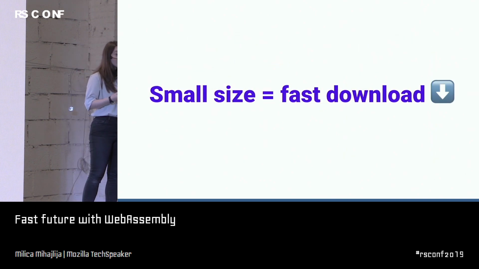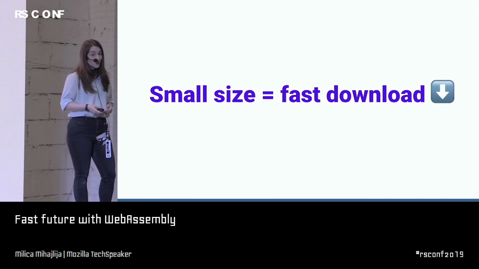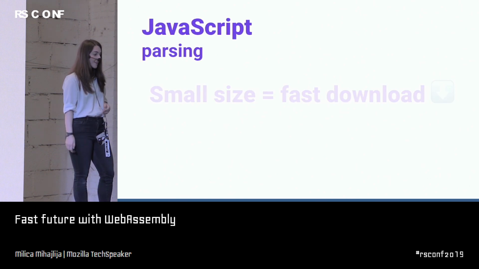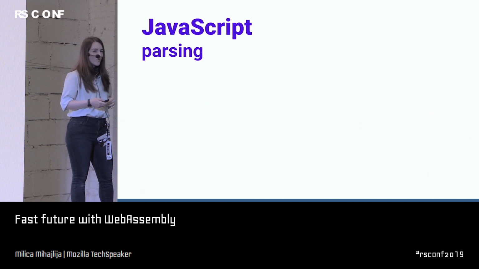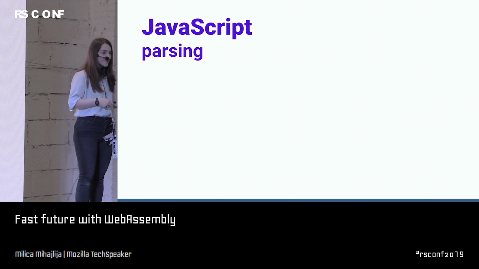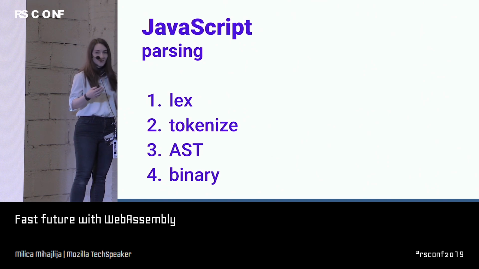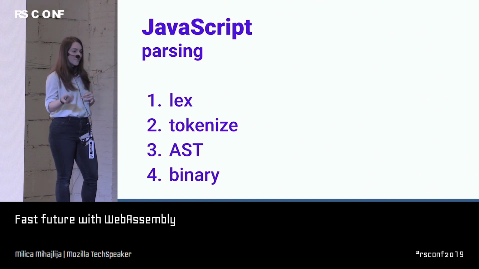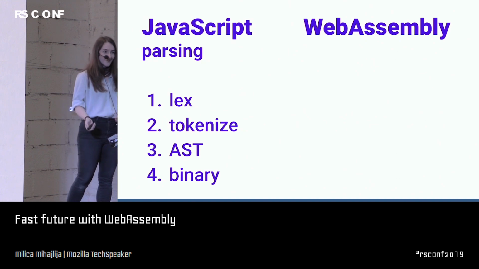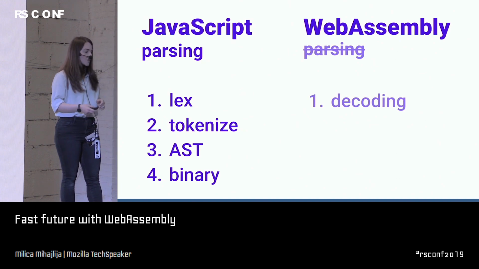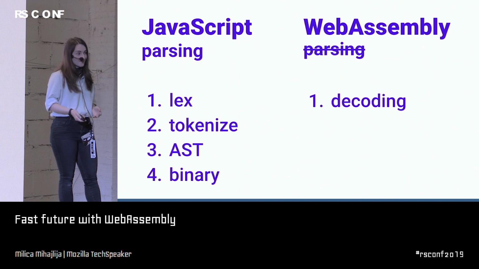So binaries are much smaller than textual files. That makes them faster to download, which is really important on slow networks. And JavaScript's textual format also means that the browser has to parse it. Parsing is not that easy a thing. Turning text into binary format involves quite a few steps. There's lexing, tokenizing, then turning that into an abstract syntax tree, and only then you get to the binary format. But now remember, WebAssembly is binary. That means no parsing. You just decode it, which makes things much faster.